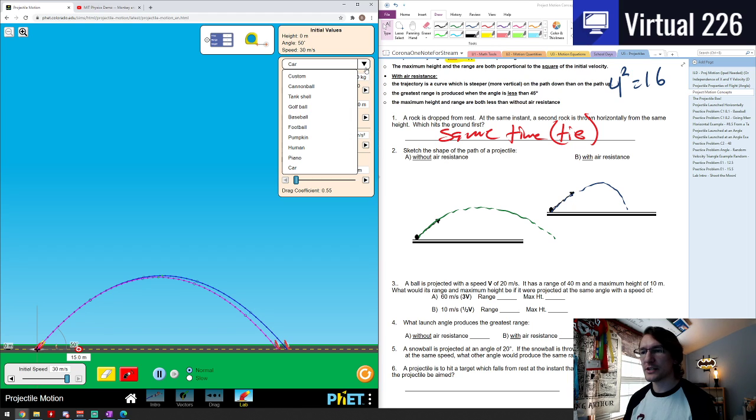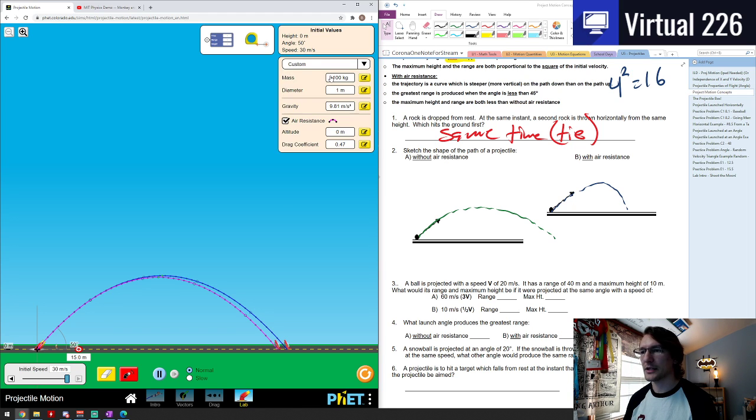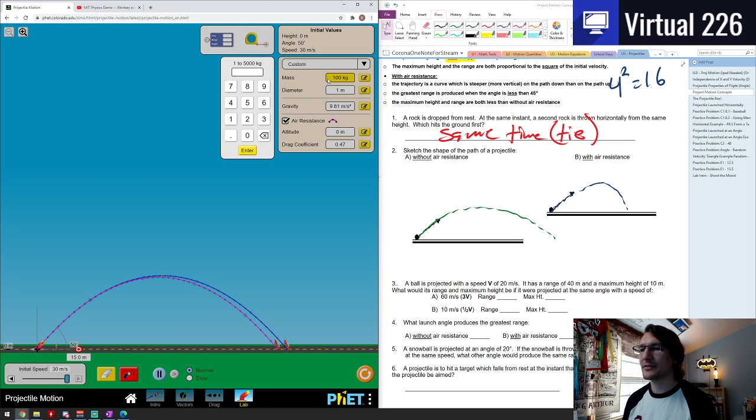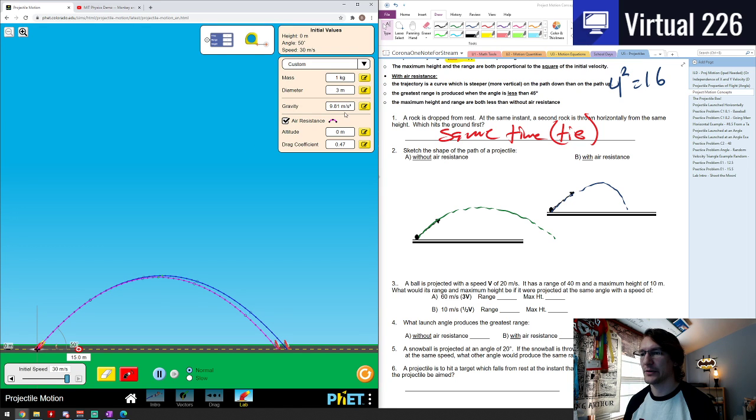Whereas if we change this into something else, like a custom object, if we make the mass very small, like 1. Okay, and let's make the diameter very large, so it hits a lot of air. We'll make the diameter like 500. Oh, it's got to be something to 3. We'll make it 3. We'll keep gravity.